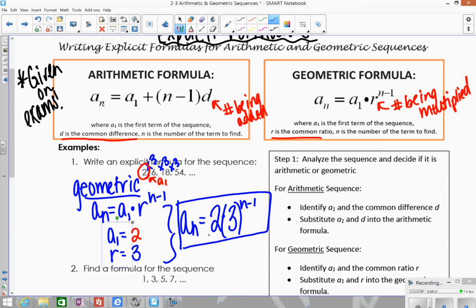So that's it. If I wanted to find the 50th term, I'd plug in 50 for n, plug it into my calculator, and I'd get the 50th term. So that's what the explicit formula is doing.